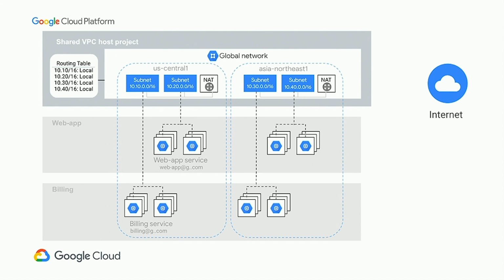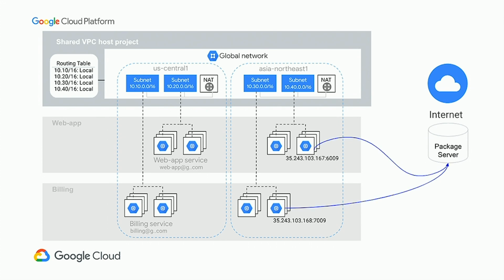You can configure NAT as well in the shared VPC host project in the regions where you have virtual machines that need connectivity to the internet. So let's imagine that you have a package server that you would like to download packages from onto your virtual machines running in your VPC before you can bootstrap them. Now, after you configure the NAT gateways in your shared VPC host project, the VMs in all the service projects that are attached to the shared VPC will be able to access the package server using the IPs that are managed by the NAT gateway.